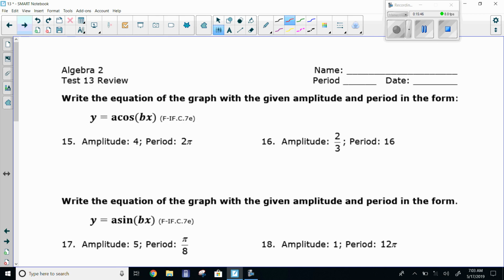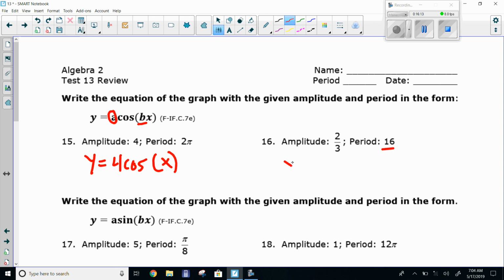Okay, so write the equation that has the amplitude and the period. So amplitude is easy because that's the number that goes here. So we're going to start off with y equals 4 cosine. Now the problem is the period. If you could just memorize that when the period is 2 pi, that means that b is equal to 1. So anytime you see a 2 pi there, you just put an x on the inside. So that's pretty easy. Now when it's not a 1, like in problem 16, that's when you have to do a little bit of math.